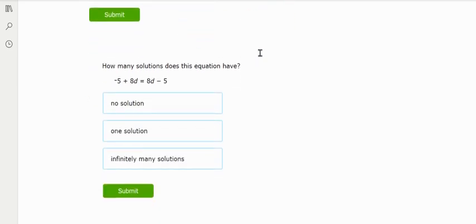All right, so last one. Same idea. I have 8d and 8d. I'm left with -5 equals -5, and that is a true statement, so I know that it's infinitely many solutions. We also talked about in class how if the two sides look the same, it'll be infinite solutions. So like here, I know they're rearranged, but that's the same thing on each side. So automatically I know it's infinitely many solutions.